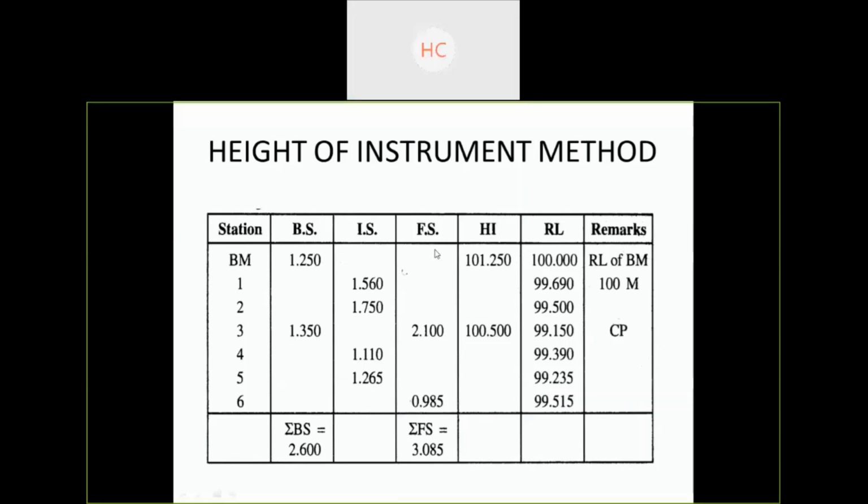Now we will take one small example. This is the already solved example. I will show you how this calculation they have done. So you can see this type of tabular form you have to prepare. So stations are given to you. And here you can see benchmark reading is given to you. Backside reading, IS reading, foresight reading. Then height of instrument is calculated. And these are all the RLs, and these are remarks.